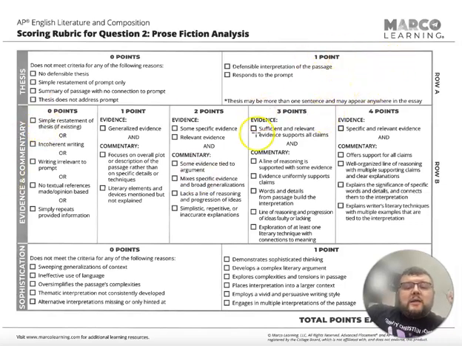The next criterion in row B is going to be evidence and commentary. You'll notice this one goes on a graduated scale from 0 to 4. There are different things you'll want to keep in mind. They have the evidence, which goes from generalized evidence, to some specific or relevant evidence, to sufficient and relevant evidence that supports all claims, and then specific and relevant evidence. Again, that goes from 1 to 4.